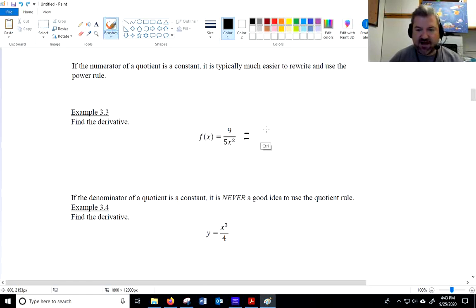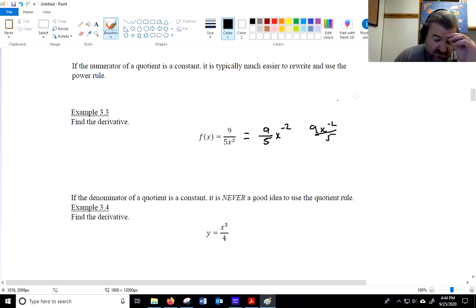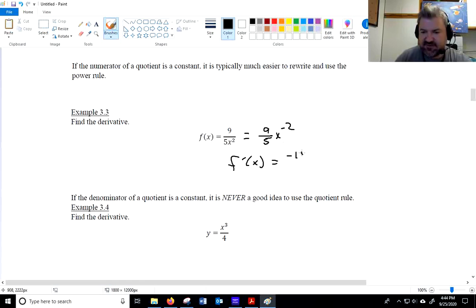And in fact, I like to kind of think of that as 9/5 x to the negative 2 there. If you want to write it as 9x to the negative 2 over 5, that's fine, but just realize that over 5 just comes along for the ride, okay? So I like to make it look like that. I got a coefficient and an x with an exponent. Well, now it's cheesecake, right? Bring down the negative 2, and you have a negative 18 over 5, x to the negative 3. And we're done. So yeah, it's typically easier to rewrite and use the power rule. So that's my general rule there.